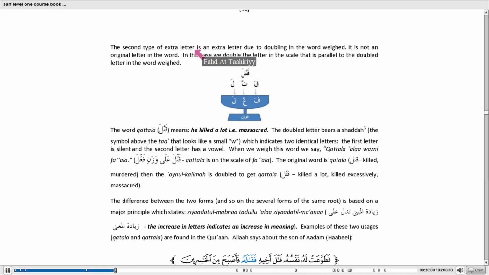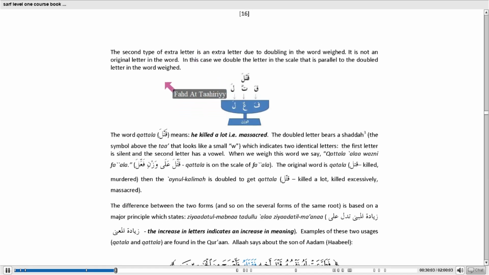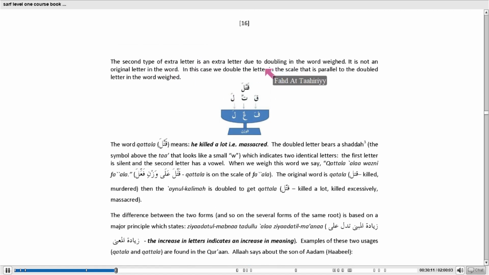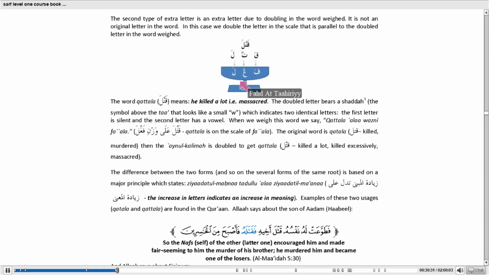Okay, so the second type of extra letter is an extra letter due to doubling a letter in the word. It is not an original letter in the word. In this case, what do we do? We double the letter in the scale that is parallel to the doubled letter in the word. That's simply what to do.